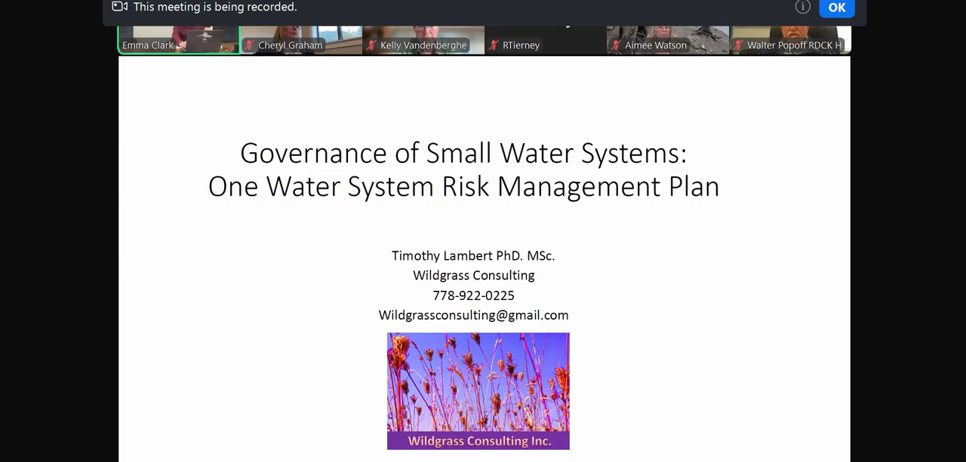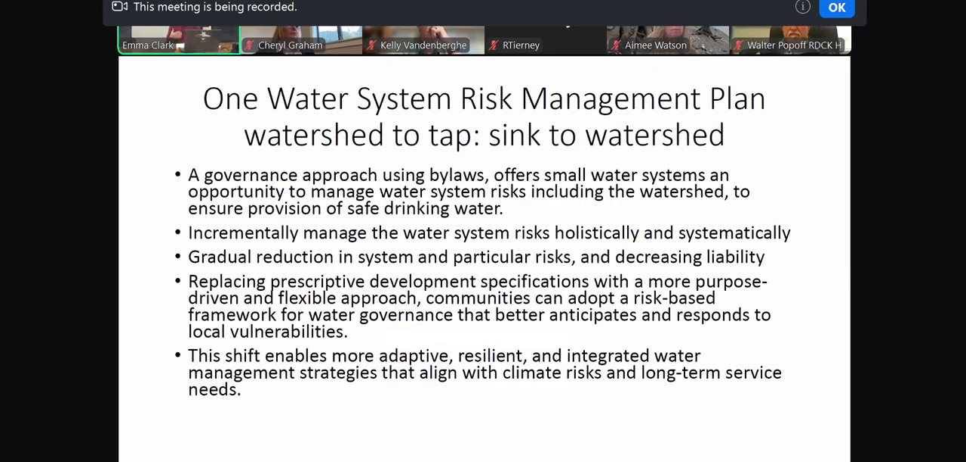And so just at a high level, the first slide, as you know, what is the one water system risk management plan? The whole notion is to think about water from the watershed to tap and the sink to the watershed. So a holistic way of thinking about it. And the whole idea is to incrementally manage your risk and think about how to do that and what are your priorities? How do you move that and gradually reduce your system risk, recognizing that it's all integrated.